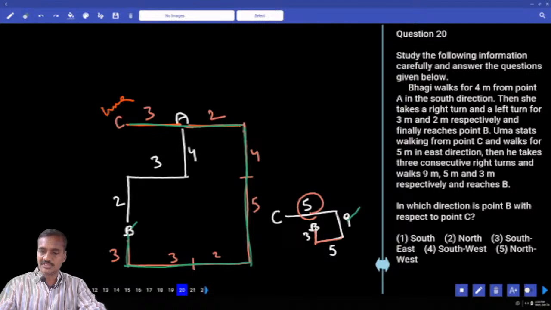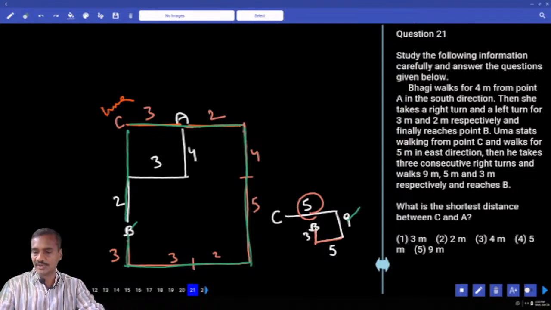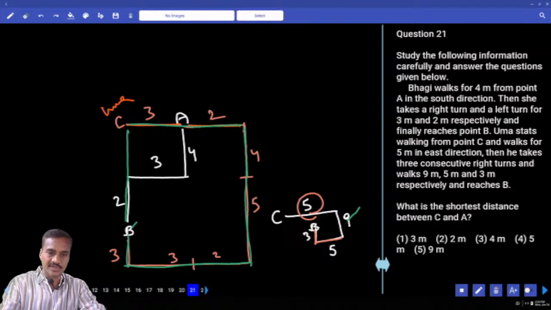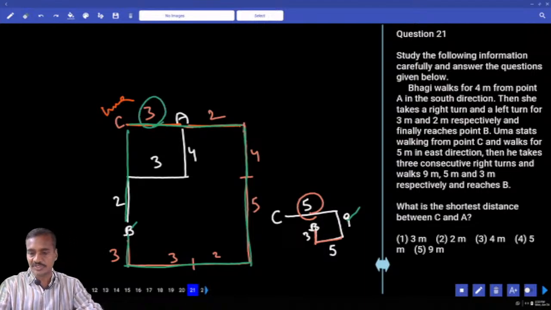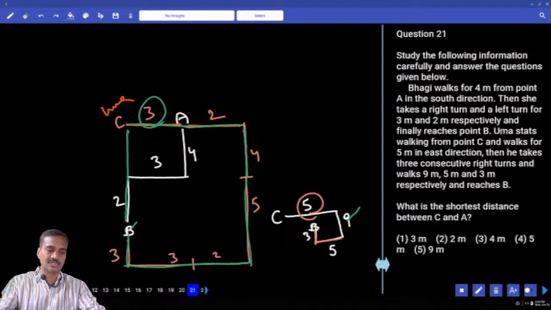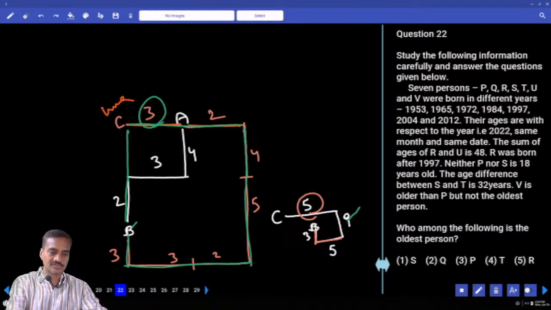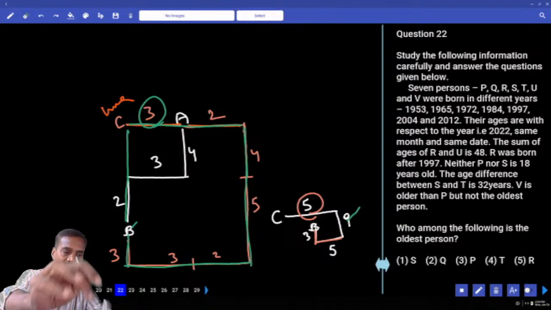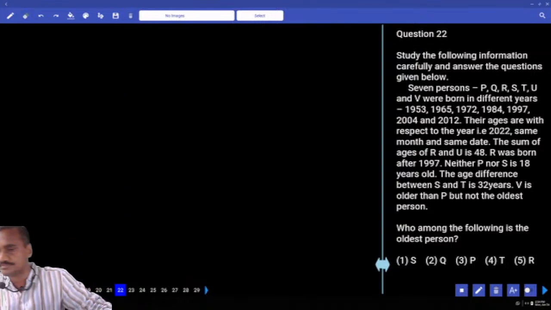Then B is in which direction with respect to C? Now B is in which direction? South. B is towards south, that is choice 1, question 20. Then the 21st, between C and A. The distance between C and A, how much is that? 3 meters. 3 meters, choice 1, question number 21. The next one, now we are left with 22 onwards. Now question numbers 22 onwards, 22 to 26. Tell me, what should we do?